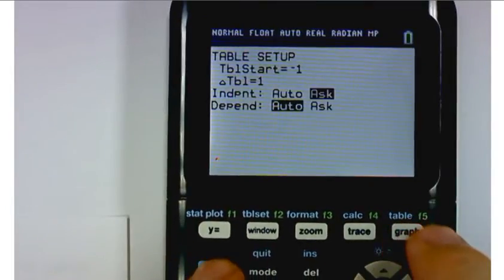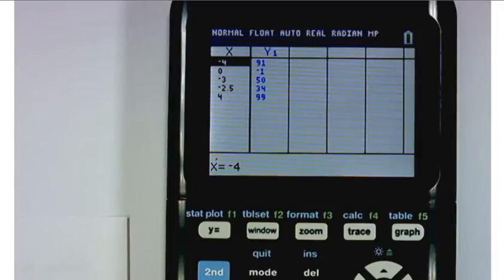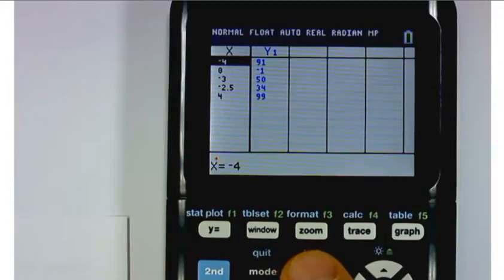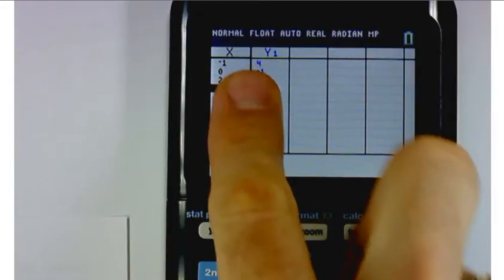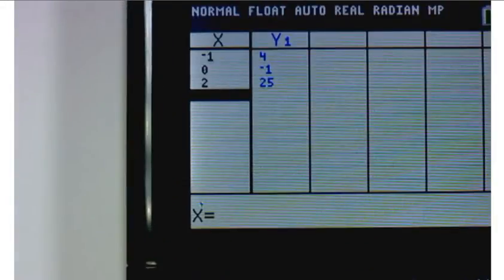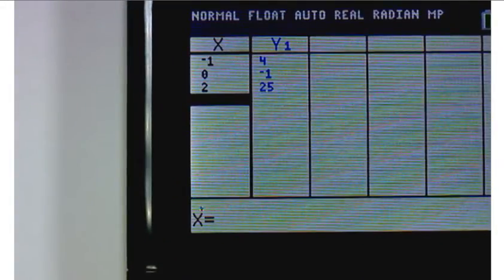If you hit second and then table, what it's going to do for you is set up a t-table. And that t-table is going to help us decide positive and negative. Now for me, I already have some values here, so I'm going to hit the delete key and get rid of these just to start fresh. And let's first type in -1, 0, and 2. And see that we get the same things here that we did when we got it by hand. Although it's certainly much more efficient.